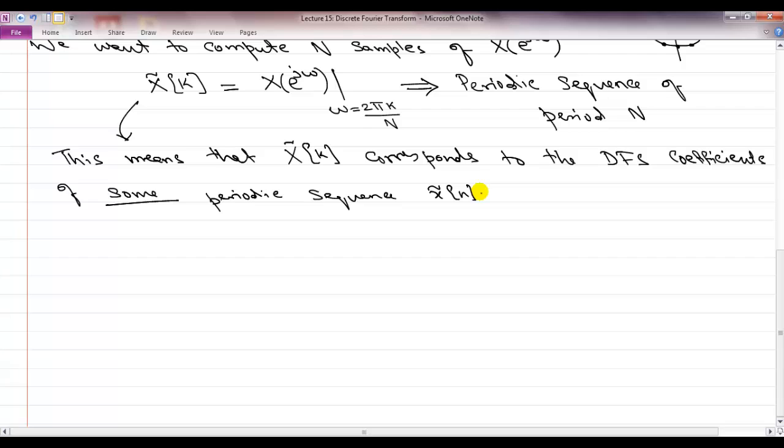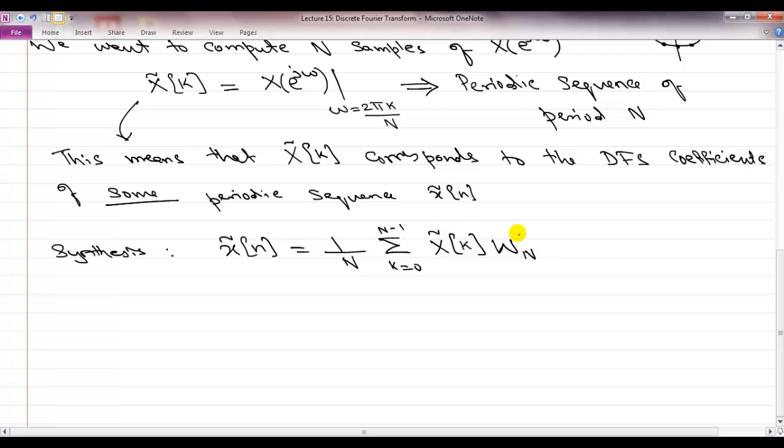Okay? But if we are not making any assumption about the length of our sequence x[n], the question is, if I sample the DTFT at N points of some sequence, what is this x tilde of n that it corresponds to? Now, to compute x tilde of n, we simply use the synthesis equation of the discrete Fourier series. So we apply the synthesis equation. X tilde of n is given by 1 over N summation k equal to 0 to N minus 1 x tilde of k W_N to the minus kn.